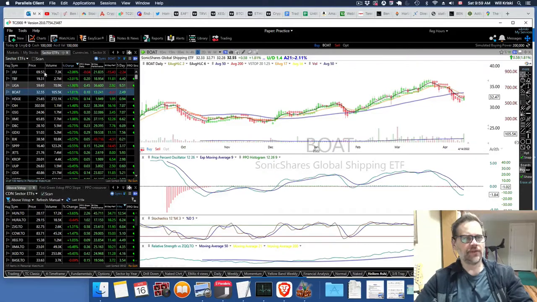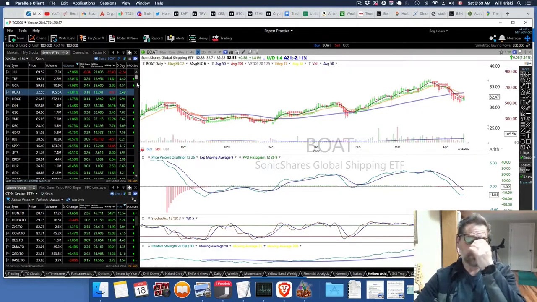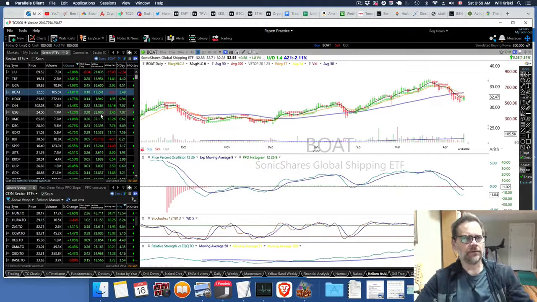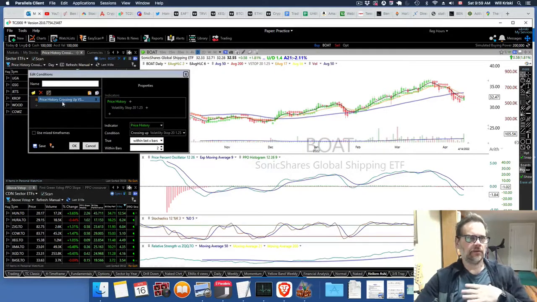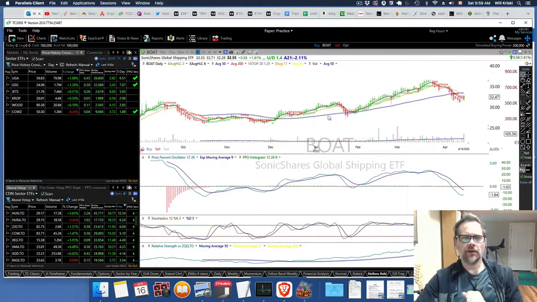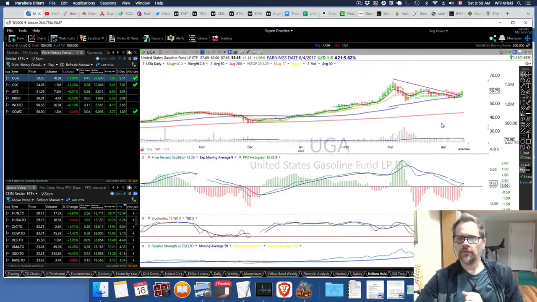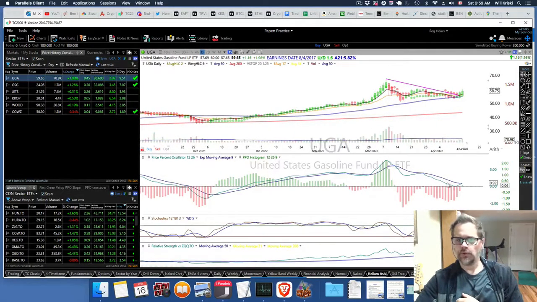So I have scans that I use that search for good uptrending stocks, strong relative strength, stuff like that. But I've talked about that before. So if you click on this checkbox, you get a scan, and what I say is that the price is crossing back up over the volatility stop, which means it's turning green. And the gasoline is looking good in that sense, that you have an uptrend, you had a pullback, and now you're sort of bouncing back there.